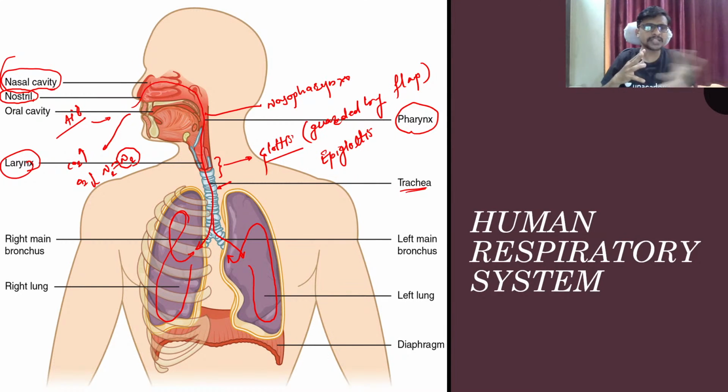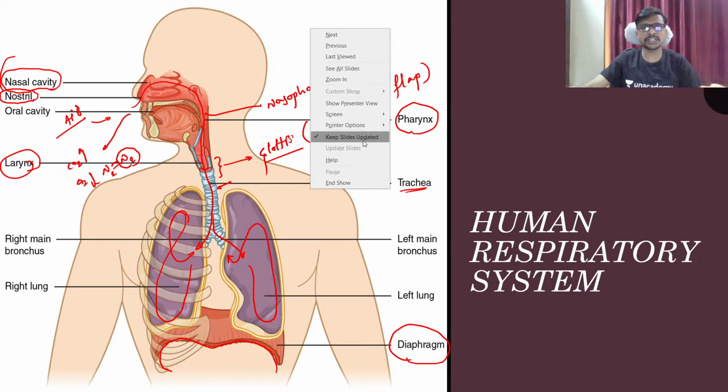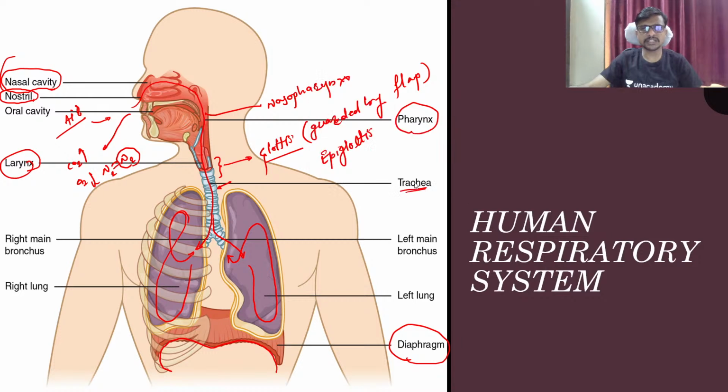Okay, so the right lung and the left lung are there in the front of you. The very important part of this respiratory system is your diaphragm. Okay, so it is a main player which is present here. This diaphragm is responsible for the expiration and the inspiration process.